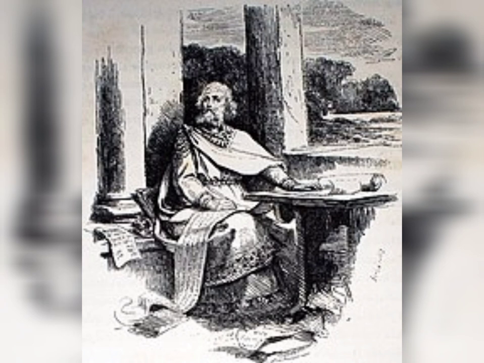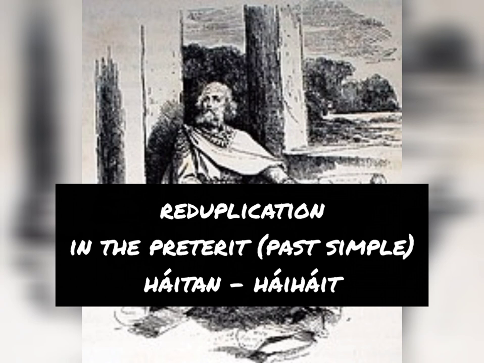Gothic possesses, in addition to these vowel changes, the possibility to reduplicate the root syllable to mark the past tense. So if you look at a verb such as to be called, hetan, you can form the preterit by doubling the root, as you can see here.